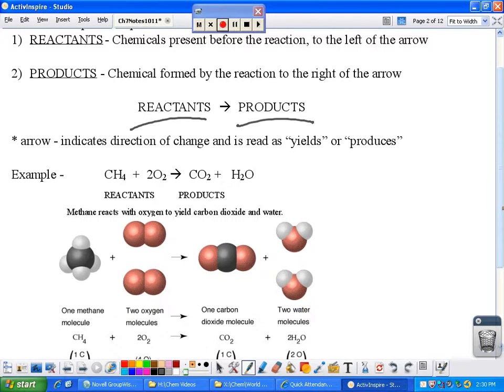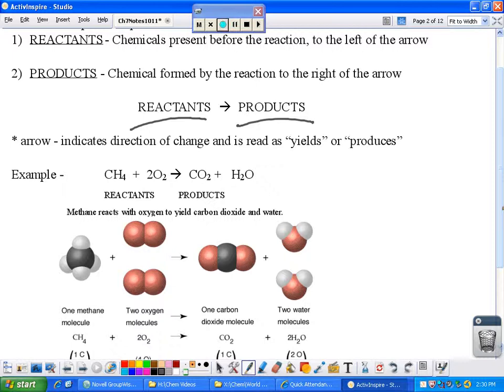Like here, we could say CH4 reacts with oxygen. What do we say for the arrow? Yields or produces. It's a symbol to separate the beginning from the end. So this is the beginning of the reaction, this is the end of the reaction.